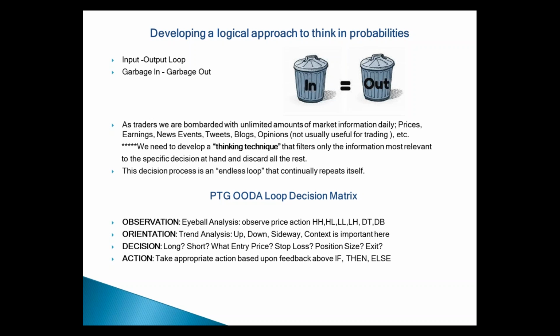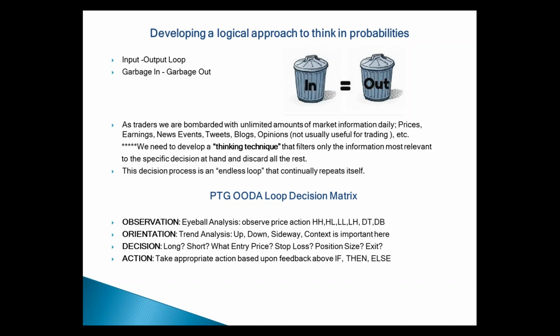So what the OODA loop stands for is observation, orientation, decision, action. So simply the observation part of it does not take much aside from our eyeballs. I call it the eyeball analysis approach. Simply observing price action from a series of higher highs and higher lows, lower lows, double bottoms, double tops, things of that nature. Things that you already know how to do, but you may not be mindful of doing in the forefront of your thought process.